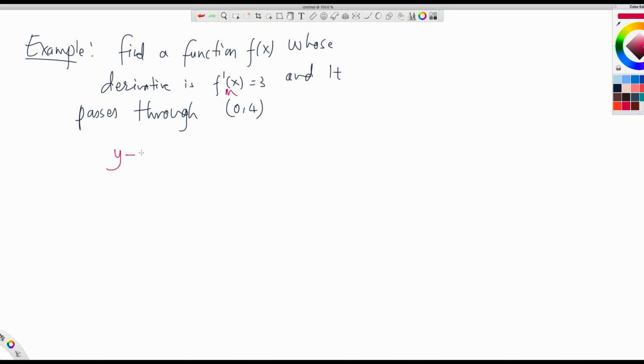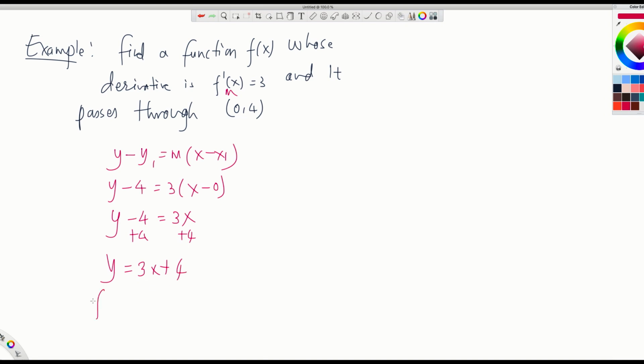I will do this problem actually two different ways. Y minus y1 equals m times (x minus x1). So what do you get? Y minus 4 equals 3 times (x minus 0), so y minus 4 equals 3x. Add 4 to both sides, and y equals 3x plus 4. So the function f(x) is basically 3x plus 4. This is one way of doing that.